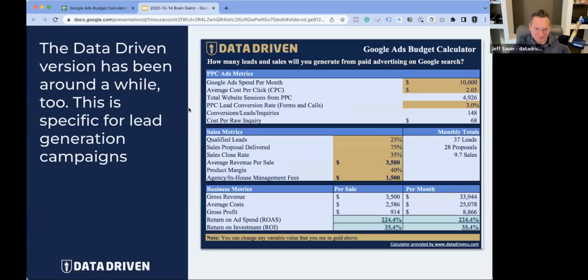And so this is the data-driven version of it. This has been out there for quite some time. Like I said, between Jefflytics.com and data-driven, it's been downloaded at least 100,000 times over the years. And the data-driven one is specific for lead gen campaigns. And so it's available in a lot of different places. It's just on our blog. You put your email address to get in there. It should be available inside your portal on the new members.datadrivenyou.com as well. So it is out there.